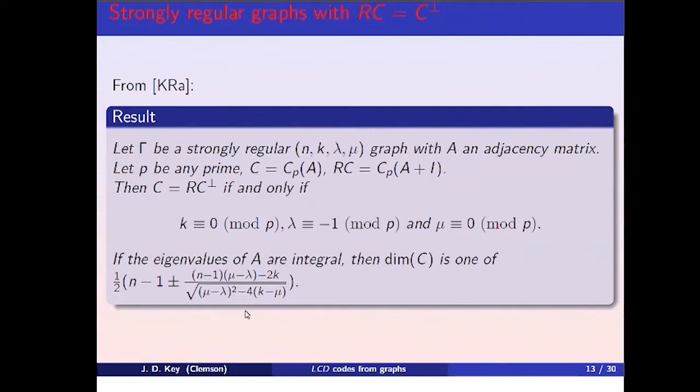Somebody pinged. Okay, so if you've got a strongly regular graph with adjacency matrix, P prime, C and RC, then C is RC, in other words, it's RLCD, if and only if, very simple conditions here, k is congruent to 0, lambda is congruent to -1, and mu is congruent to 0. So just looking at those, obviously the ones where we're designed, where lambda is mu, are right out of the question. You're not going anywhere near that.